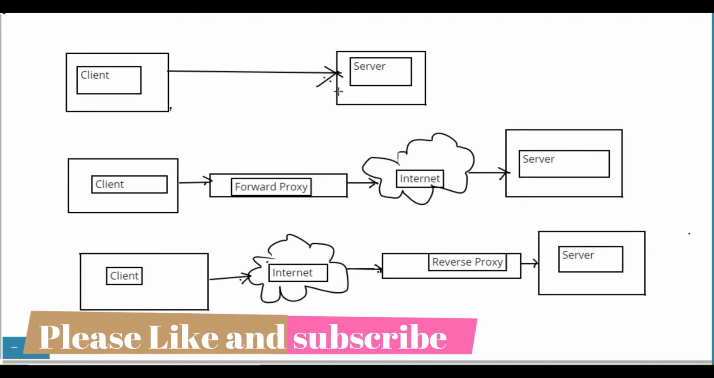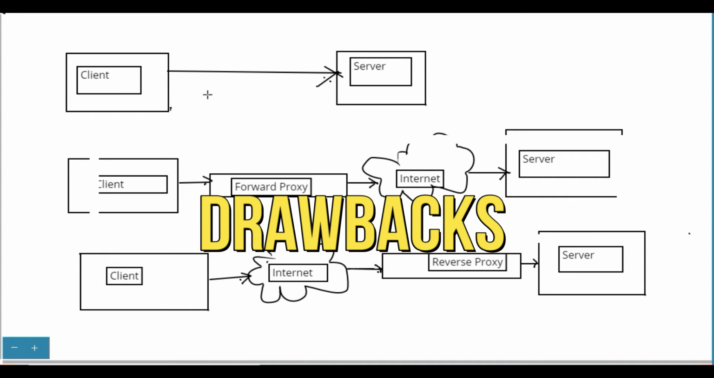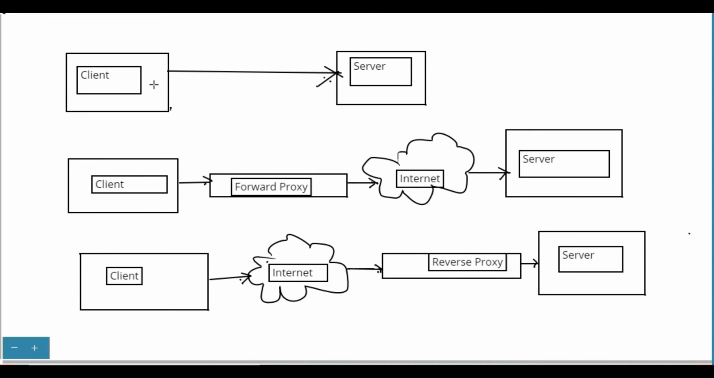Now let's first start. If you see the first diagram, here we have the client and server. So this is how the communication works, right? A client interacts with the server. This is the usual way the client used to interact with the server. But there are certain drawbacks of this approach. What are the drawbacks? The drawback is that the client's IP is exposed to the server.